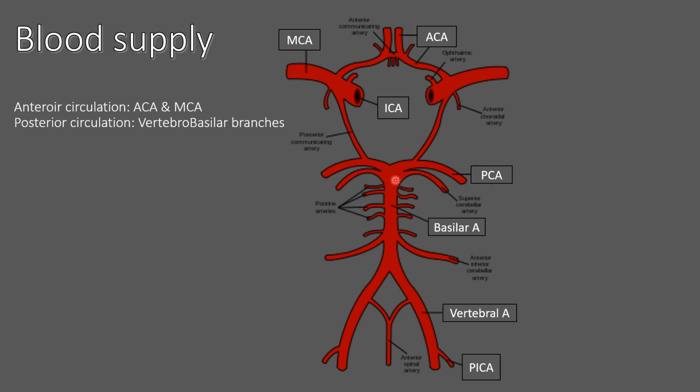The main ones are the posterior cerebral artery and the basilar artery and its branches, small pontine branches, and we have the superior cerebellar artery, and the anterior inferior cerebellar artery, and from the vertebral artery we have the posterior inferior cerebellar artery.